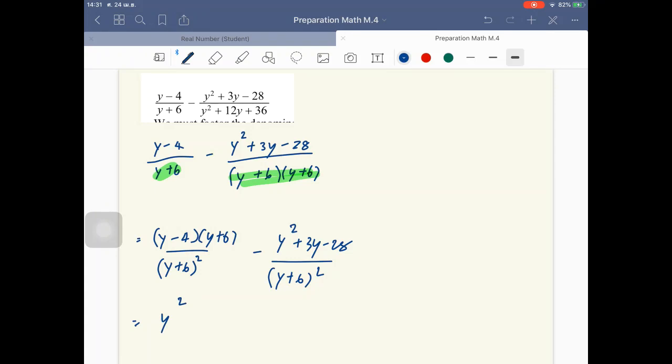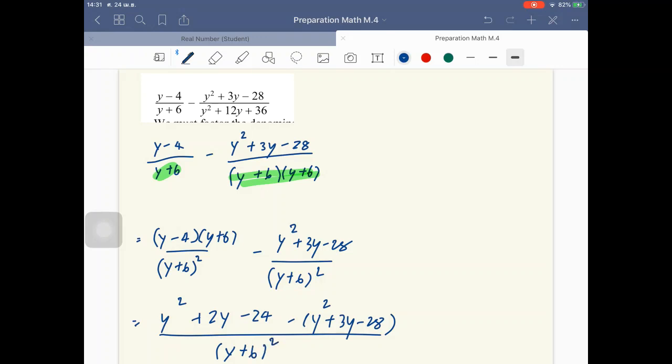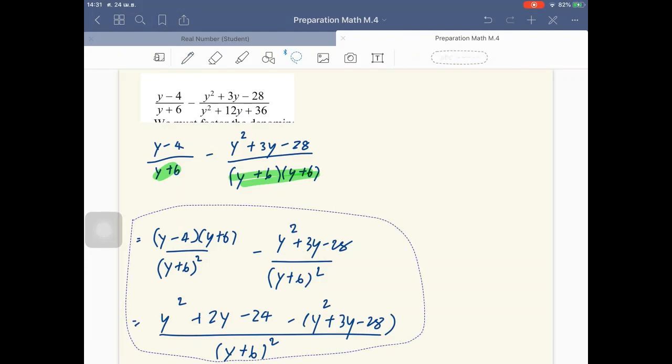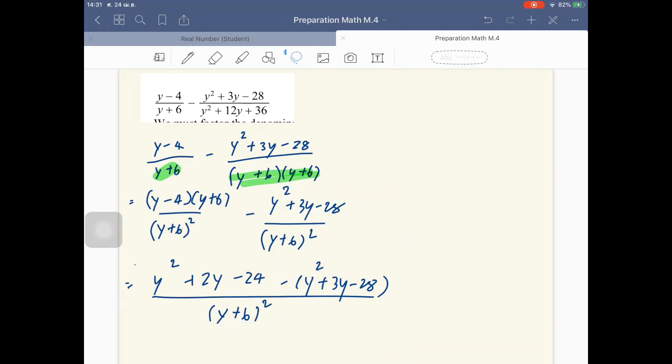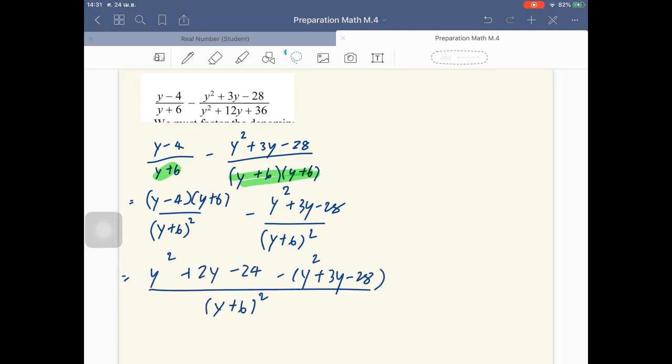Okay, what do you get? y squared plus 2y minus 24 minus, and then the denominators are the same, okay? So after that, you can simply add or subtract the terms.